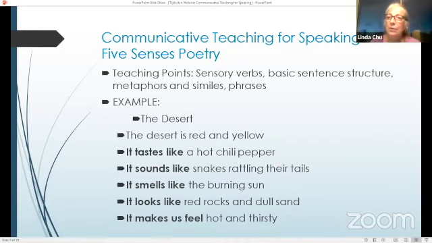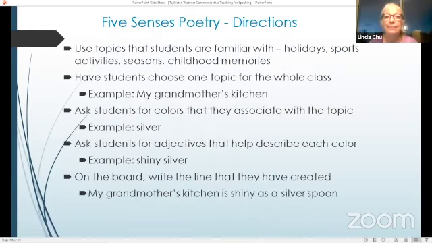So the students are going to follow the pattern. You're going to teach them this very pattern of naming the poem, and then the first line is going to have something to do with color, in this case red and yellow, and then you'll see it tastes like, it sounds like, it smells like, it looks like, how does it make us feel? Okay, that's the general pattern of this particular activity.